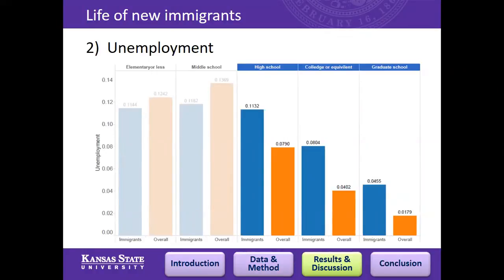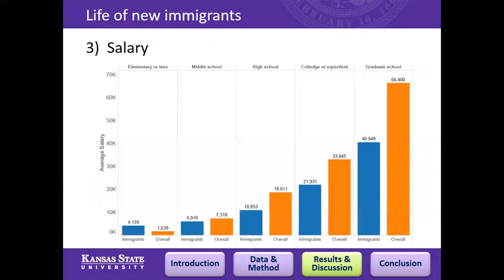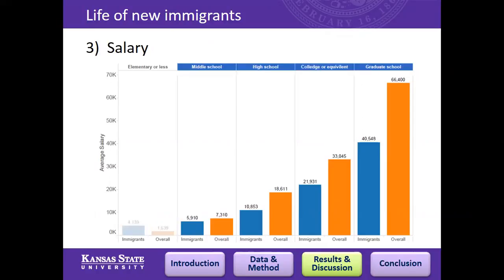This can be seen more clearly in their salary. So we can see that this is the salary pulled from the data, and also the blue are for the immigrants, and the orange are for the United States overall. We can see clearly immigrants make much less money, especially for those who have graduate degrees. We make like 2/3 of the US average. This is the sad truth.